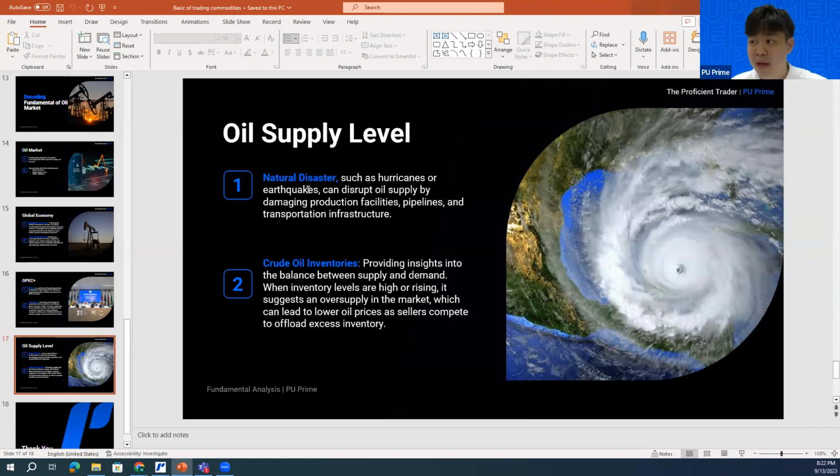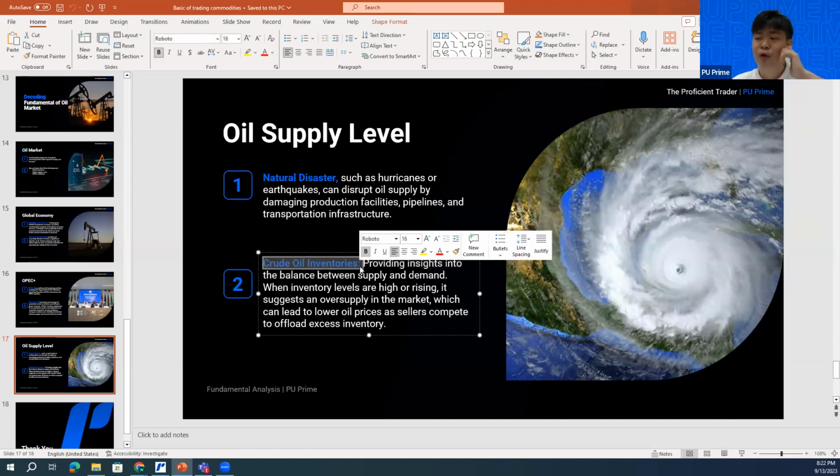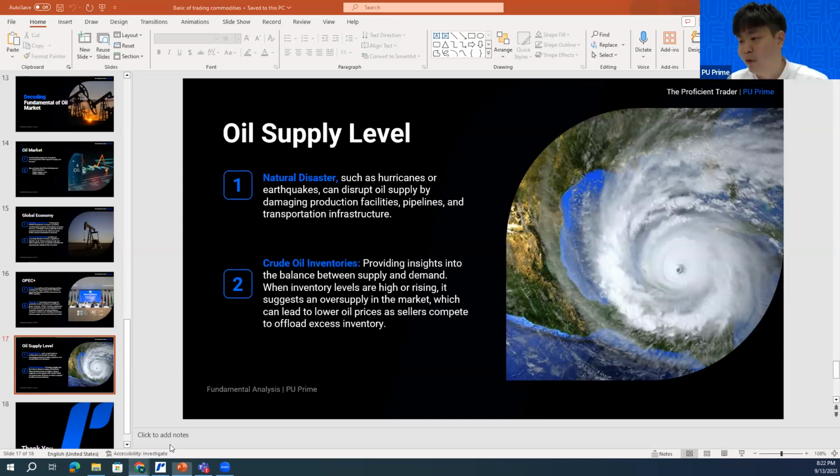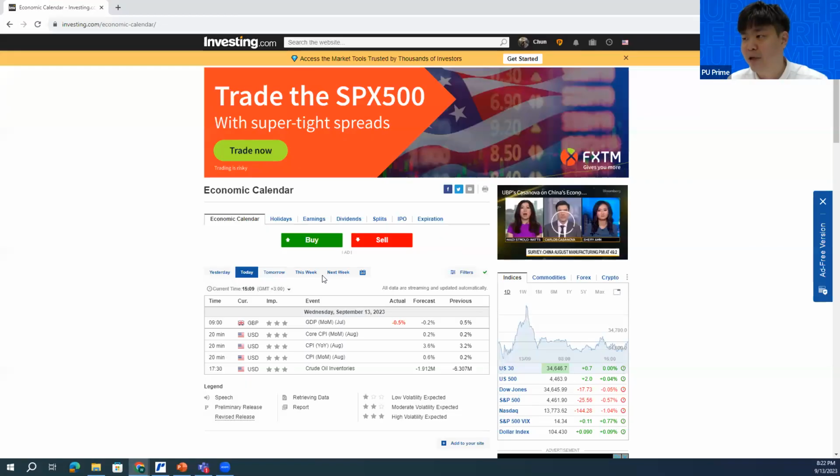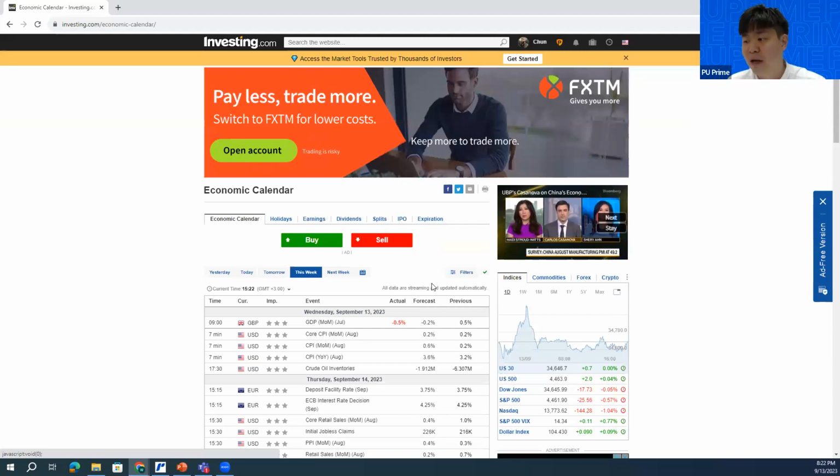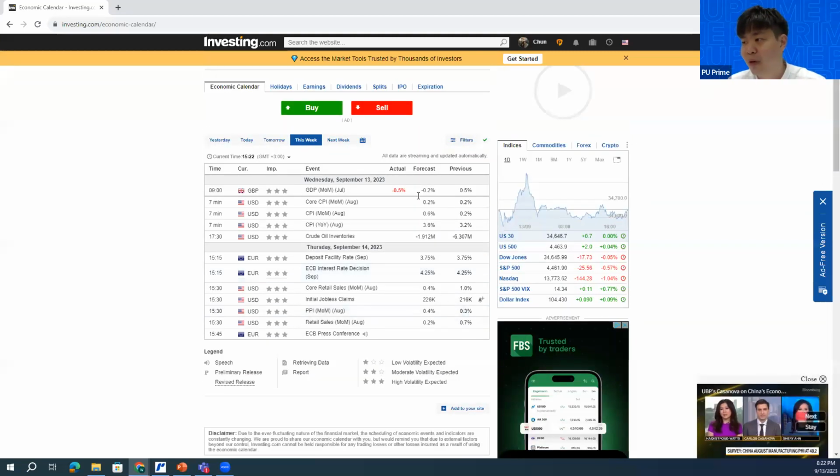So you need to bear in mind natural disasters as well. But another very simple way is the crude oil inventory data. It is very famous and very important for all traders. You can just go through the economic calendar. You can notice that every week we will likely have oil inventory data, especially today.